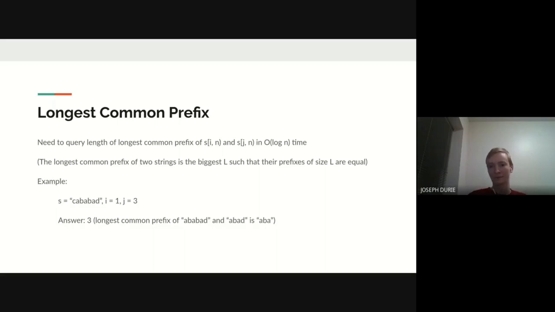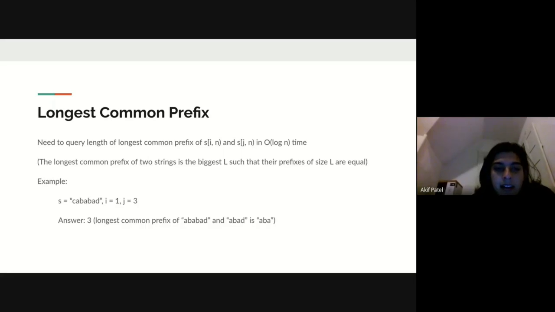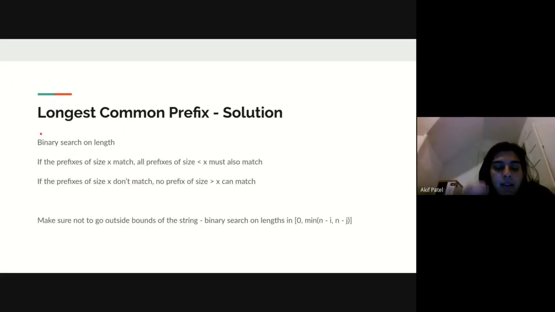Exactly. Yeah, so we want to binary search on the length, on the L value. And the reason we can do this is because if all the prefixes of size X match, then all the prefixes of size less than X must also match. And if this prefix of size X doesn't match, then you can't have a prefix of size greater than X that can match. So it's monotonic in that way. So we can binary search.